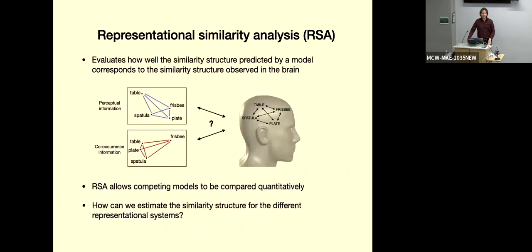And representational similarity analysis is a technique that allows us to compare the similarity structure predicted by a theory and the similarity structure revealed by the data. So you can actually see, of the predicted patterns of similarity, which one corresponds to what's happening in the brain.